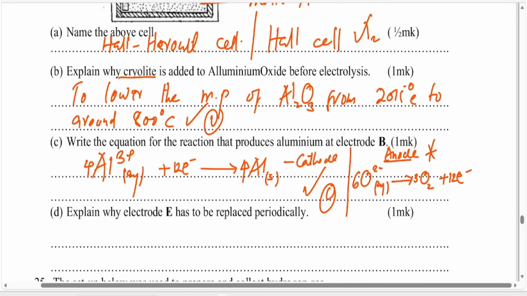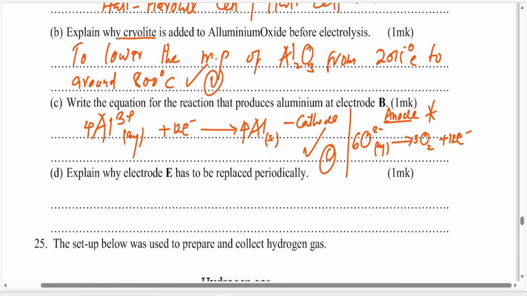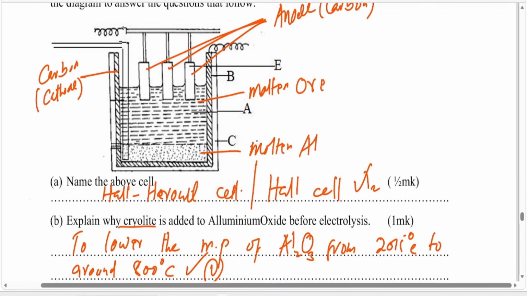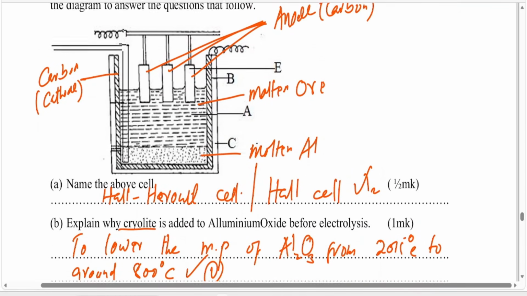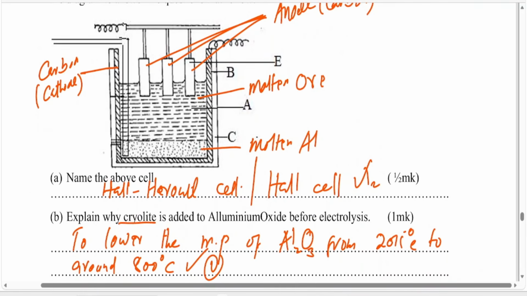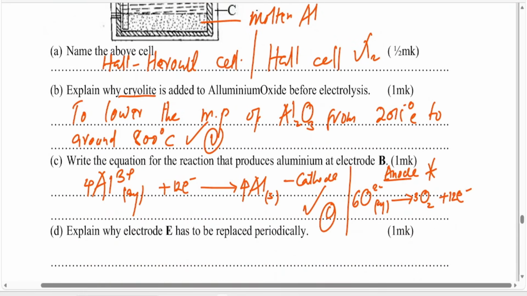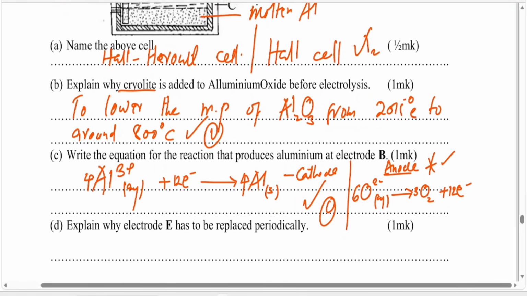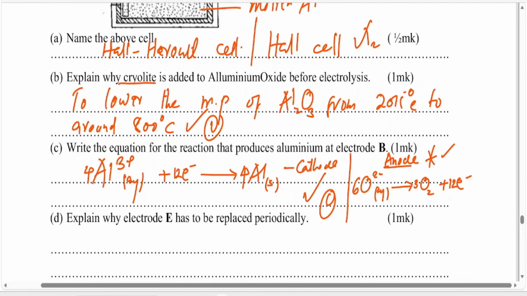Let's move to part D of this question. Explain why electrode E has to be replaced periodically. Electrode E, we have said, is made of carbon, and as we know, there is oxygen, because remember this is the anode. So oxygen is preferentially discharged at the anode. So this carbon will always be reacting with oxygen. The carbon reacts with oxygen to produce carbon dioxide, and therefore it gets worn out. That means it must be replaced.